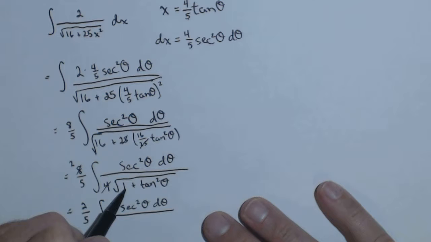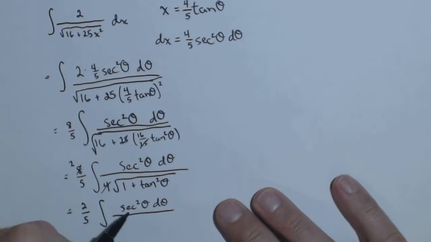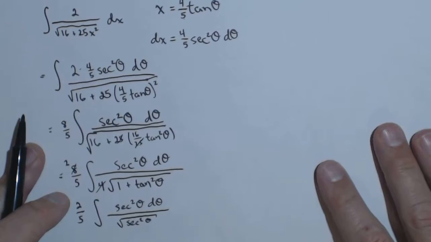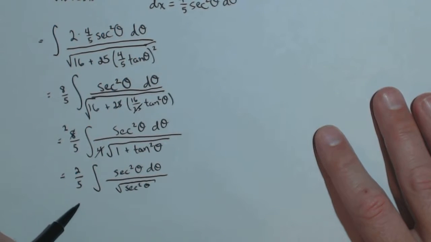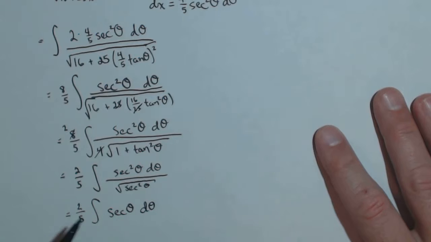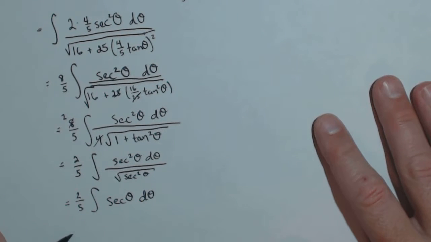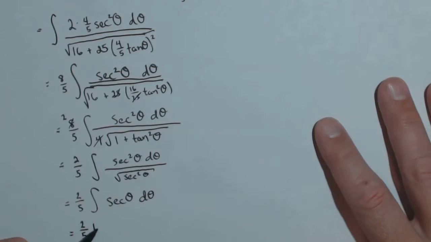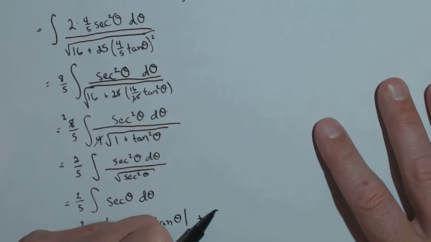And then by our Pythagorean identity, 1 plus tangent squared theta is equal to secant squared theta. So on bottom, we end up with square root of secant squared theta. This is going to simplify pretty nice, because that's just going to be secant theta. This simplifies all the way down to secant theta d theta. Now the antiderivative of secant theta I'm not going to do here. I've done it in another video, and you can check it out. But the antiderivative is natural log of the absolute value of secant theta plus tangent theta plus c.